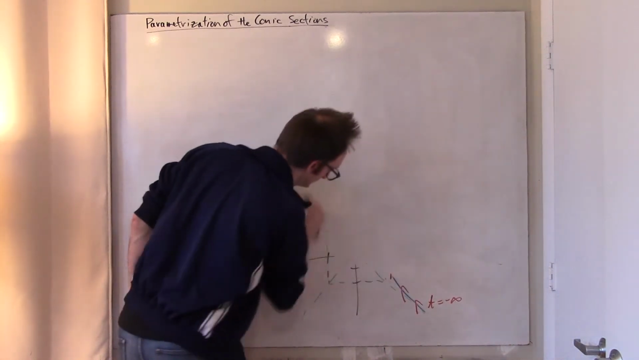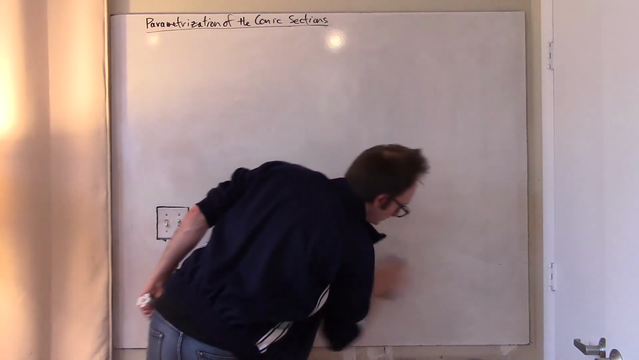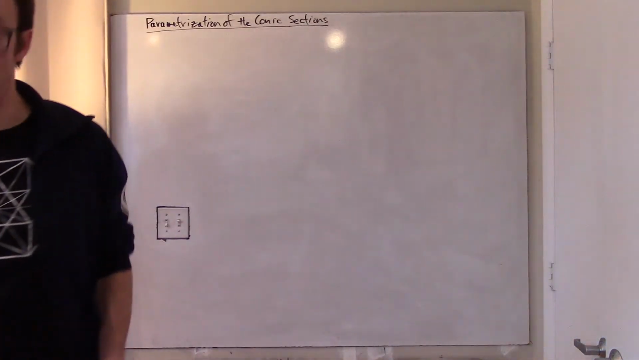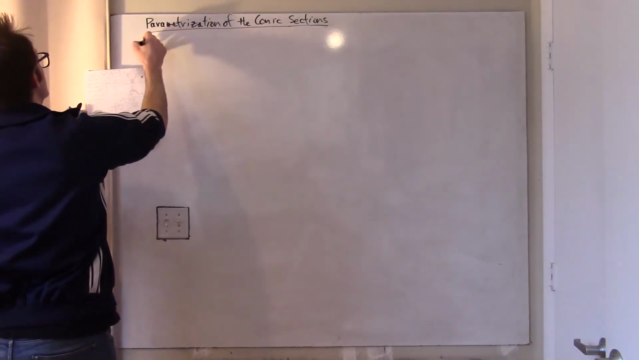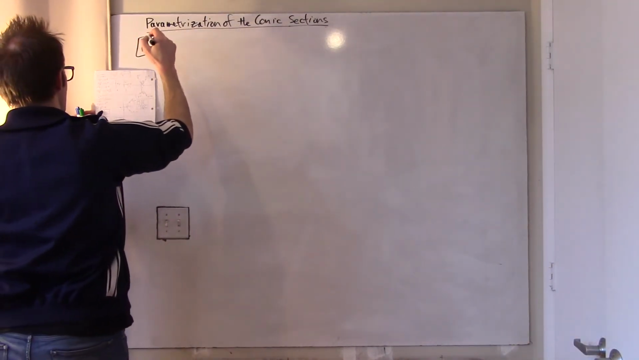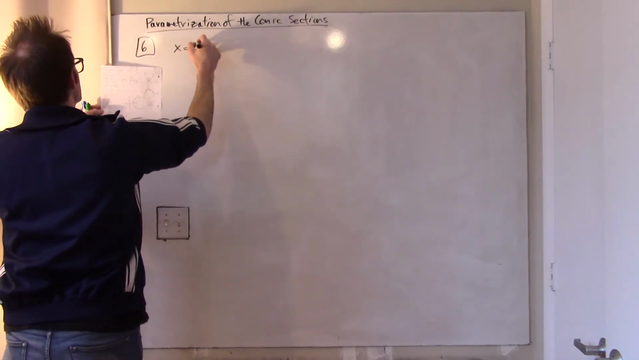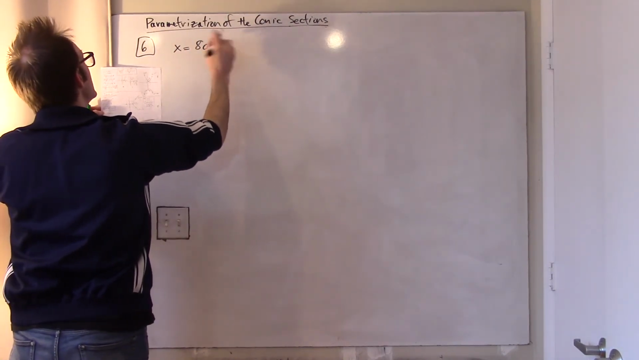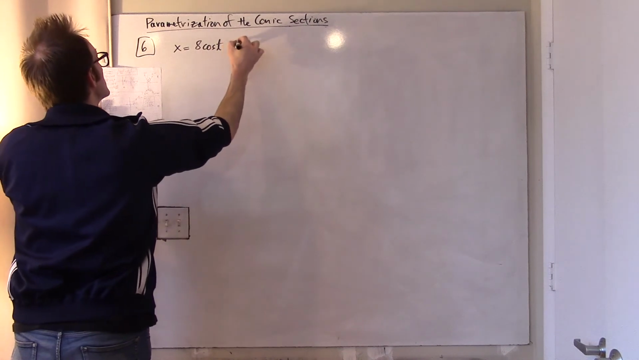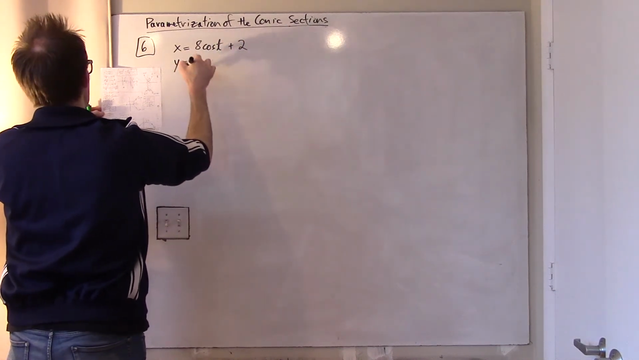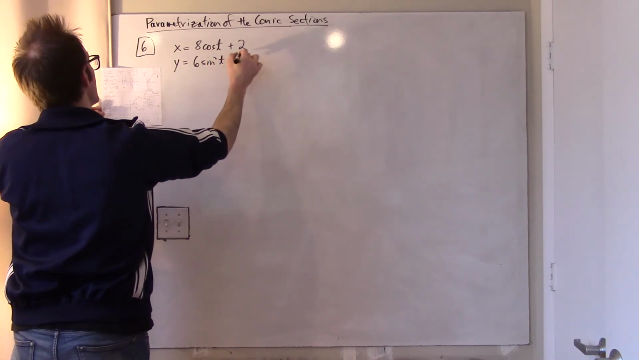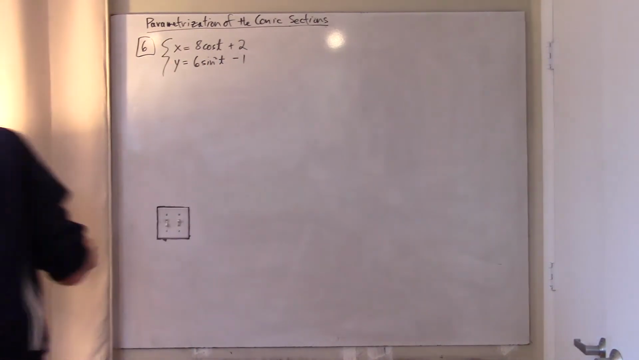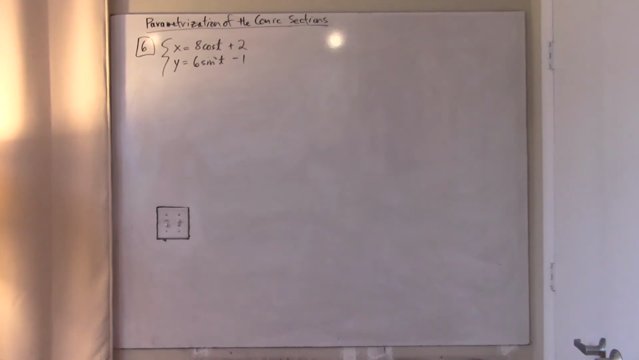All right. Yeah. Good. What was number 6? Number 6 said x equals 8 cosine t plus 2 and y equals 6 sine squared t minus 1. Okay, let's go.